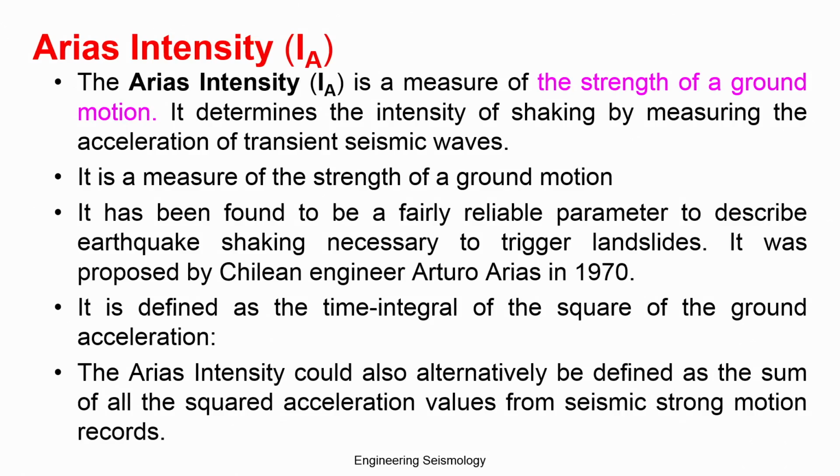It has been found to be a fairly reliable parameter to describe earthquake shaking necessary to trigger landslides. It was proposed by the Chilean engineer Arturo Arias in 1970. It is defined as the time integral of the square of the ground acceleration. Arias intensity could alternatively be defined as the sum of all the squared acceleration values from the seismic strong motion record.